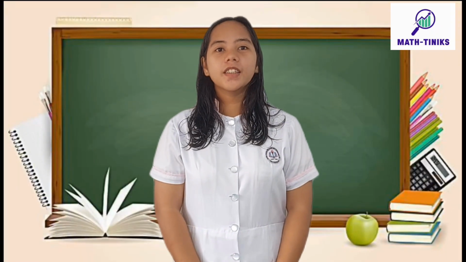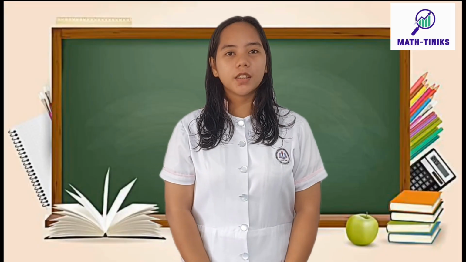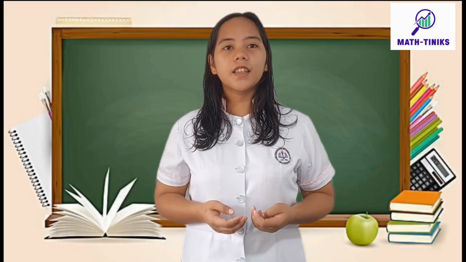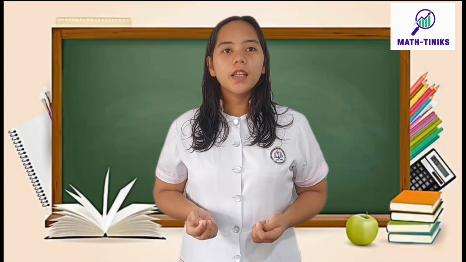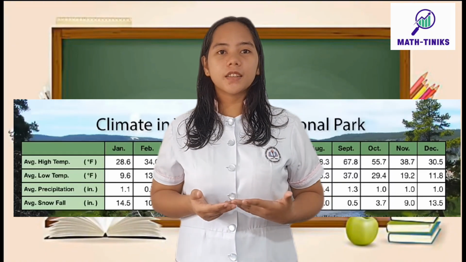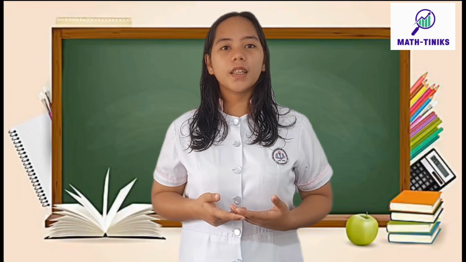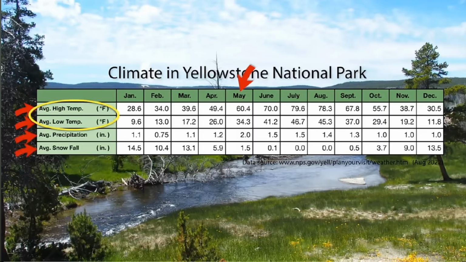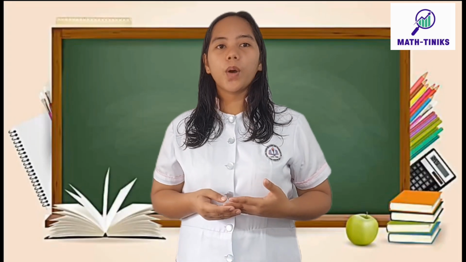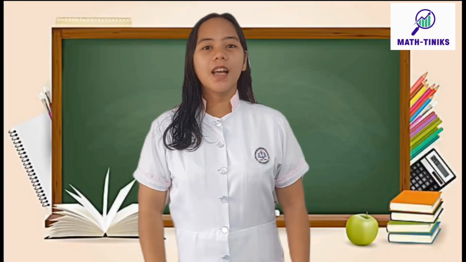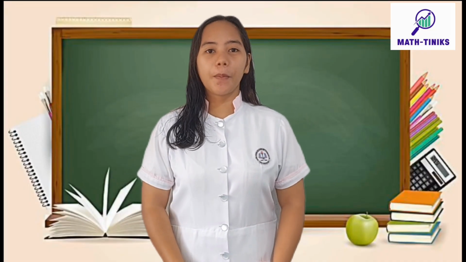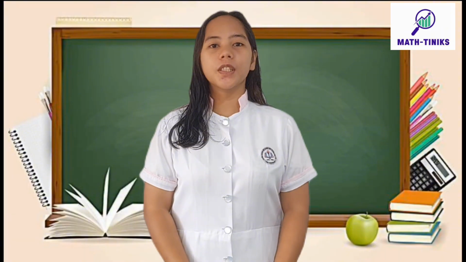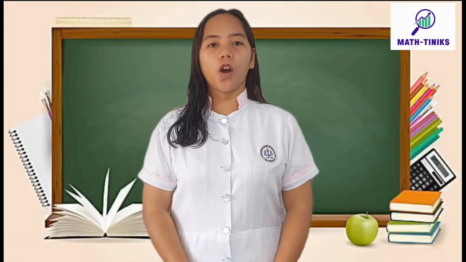Of course, the more data a table holds, the more complicated it gets. For example, this data table organizes a lot of quantitative data about the climate in Yellowstone National Park. It has a column for each month of the year and several rows corresponding to weather measurements, like average high and low temperature and average precipitation and snowfall.